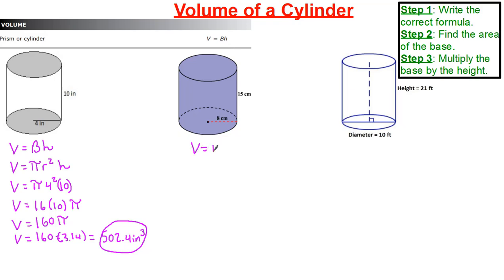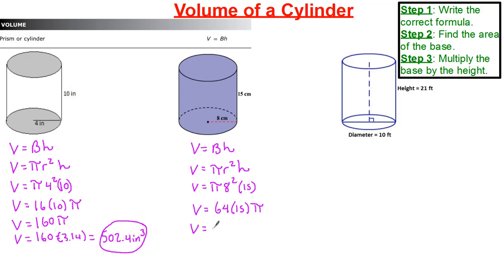Volume is equal to base times height. Once again, my base area is a circle. So the formula for a circle is pi r squared multiplied by the height. So volume is going to be equal to pi. My radius here is 8, so 8 squared times the height of 15. So volume is going to be equal to 64 times 15, and then I'm just going to put pi at the end. I'll deal with that last.